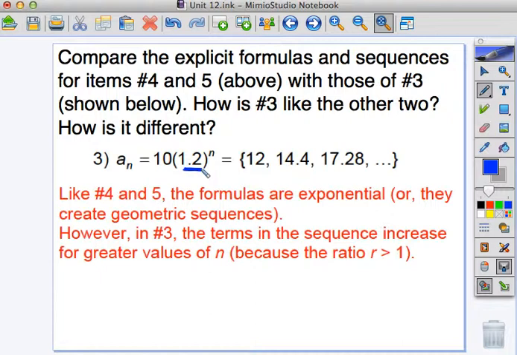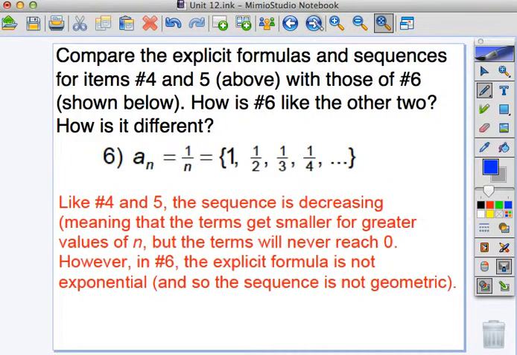All right, because your rate is greater than 1, the sequence terms are going to also keep increasing. Okay? And then the last one, compare the explicit formulas and the sequences for items 4 and 5 above with those in number 6 below. How is number 6 like the other two?